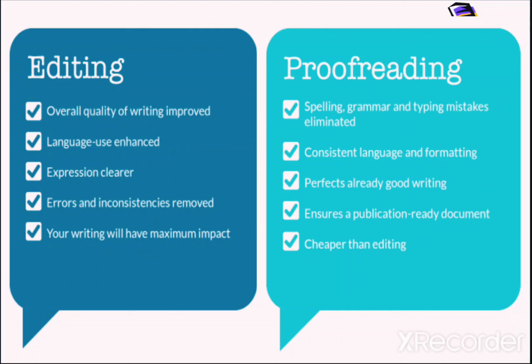Errors and inconsistencies should be removed in copy editing, which ensures a publication ready document. Proofreading is the final stage of editing, so the document should be made ready for printing. In copy editing, your writing will have maximum impact. Proofreading is cheaper than editing, since you are just using the symbols and making corrections. So this is the difference.